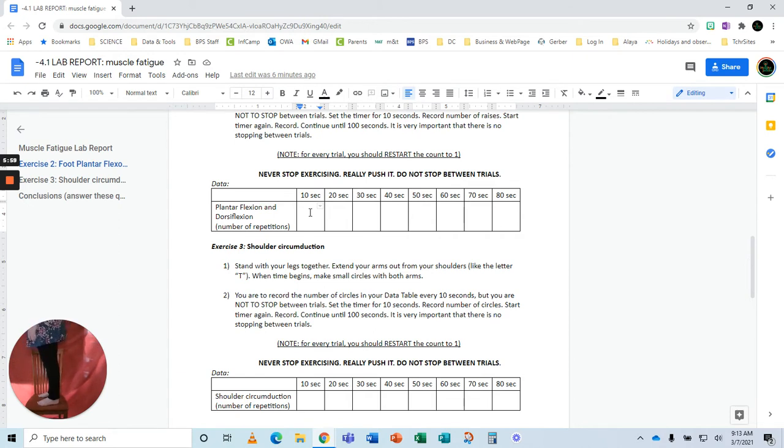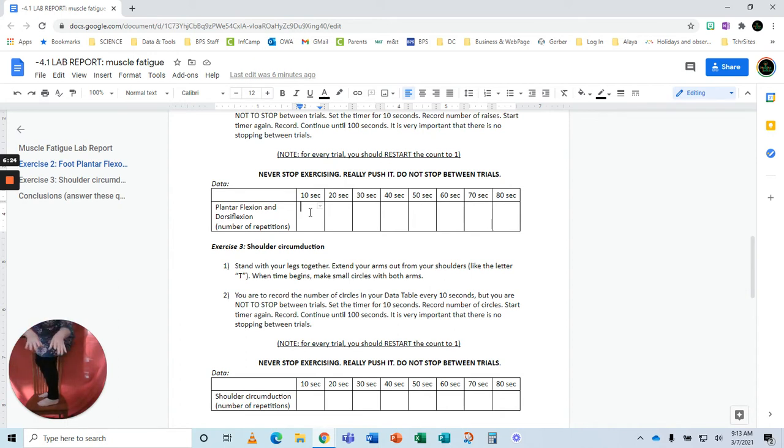So I'm going to do a calf raise. I'm going to go all the way up on my tiptoes and then back down. All the way up on my tiptoes and back down, okay? This doesn't count. That's not a calf raise, okay? So again, all the way up, 1, 2, 3, 4, as fast as you can for 10 seconds.